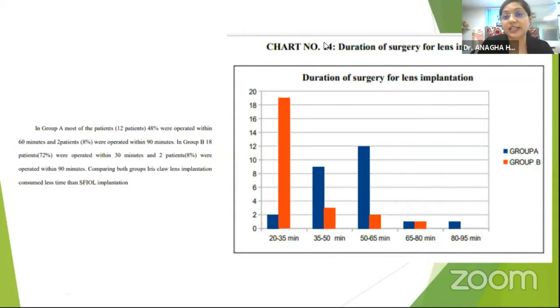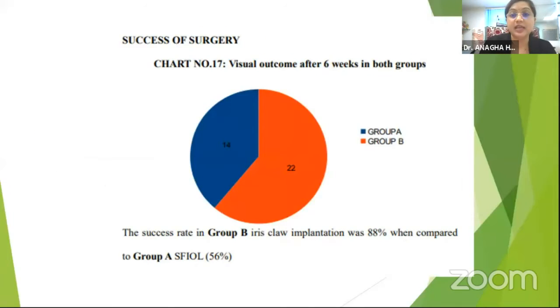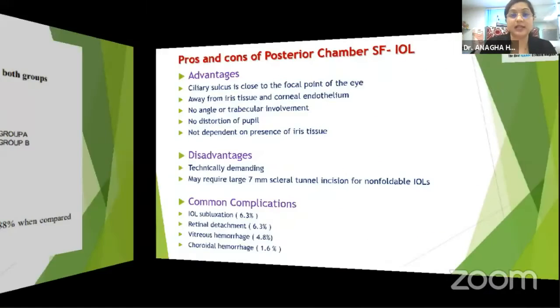Here they showed the duration of surgery is much higher in case of SFIOL compared to the iris claw, which is a faster technique, and probably that is also the reason why there could be better visual outcomes at the end of 6 weeks, which was shown in the iris claw.